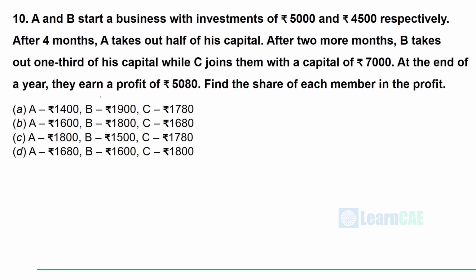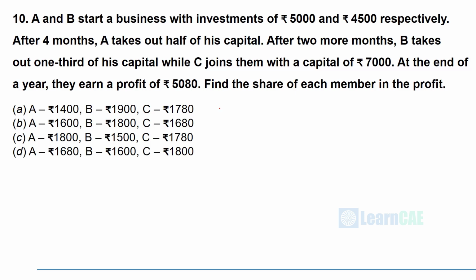Okay. Next question. A and B start a business with investments of rupees 5,000 and rupees 4,500 respectively. After 4 months, A takes out half of his capital. After 2 more months, B takes out 1/3 of his capital while C joins them with the capital of 7,000 rupees. At the end of a year, they earn a profit of rupees 5,080. Find the share of each member in the profit.